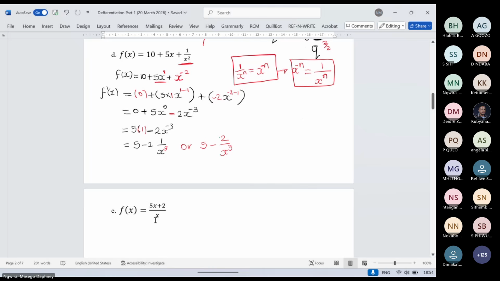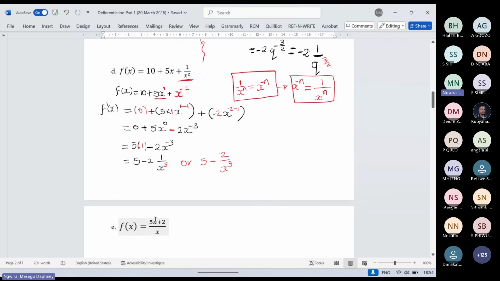Can I ask a quick one before you go to E? Yes. There we have 1 over x squared. Maybe if we're having 3 over x to the power 2, is it possible to say 3x to the power minus 2?